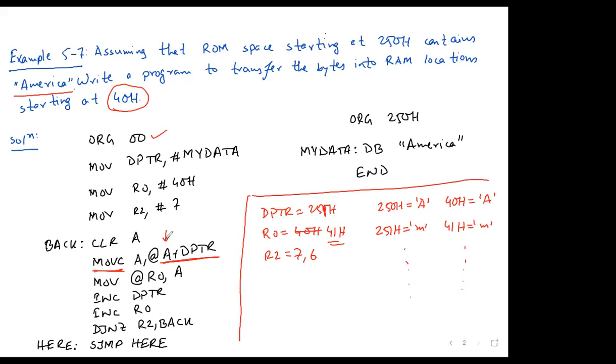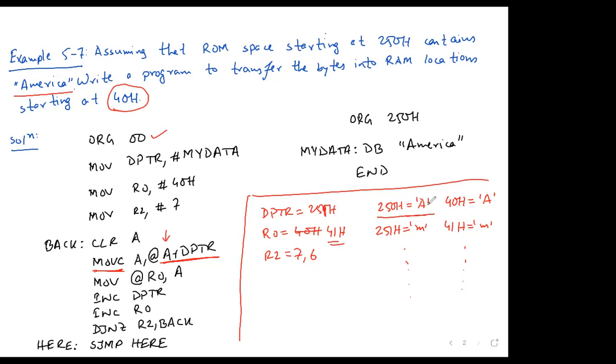Now, the second line is MOV DPTR, #MYDATA. Sir, in the place of #MYDATA, shouldn't there be the ASCII of A? No. Your MYDATA contains this address only. It does not contain what is there in this address. In this address, ASCII of A is there, but your MYDATA label contains only this address. It does not contain both the things.